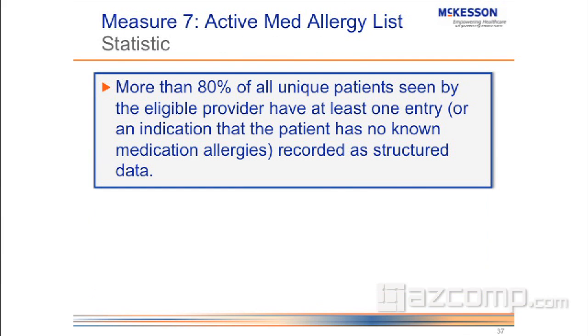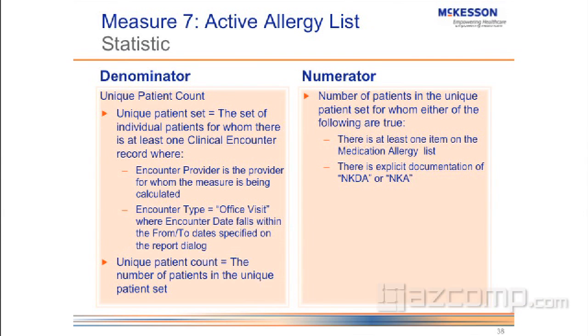So more than 80% of all the unique patients seen by the eligible provider have at least one entry or indication that the patient has no medication allergies, or structured data. The denominator is the same thing that we've been looking at here, so it's the same encounter provider. The type is an office visit and the from-to dates, and then it's the number of patients seen in that patient set.